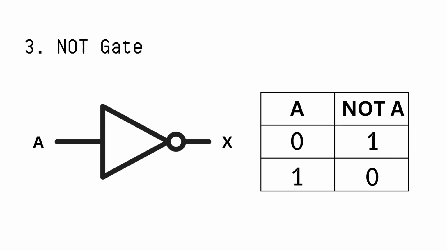3. NOT gate. The next type is the NOT gate. The NOT gate functions as an inverter. If the input is 1, then the output will be 0, and vice versa.